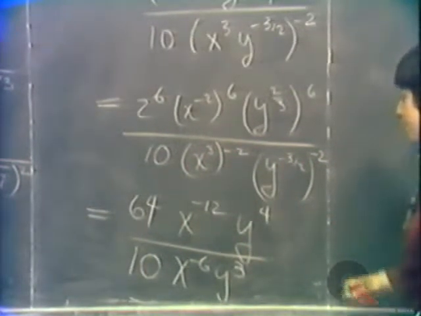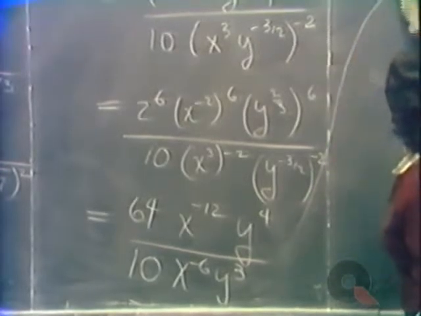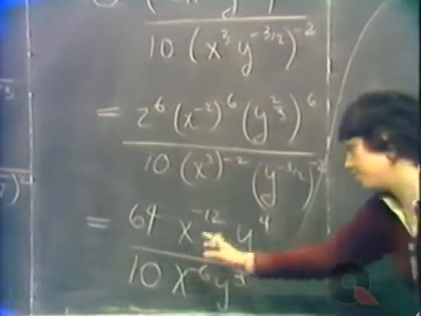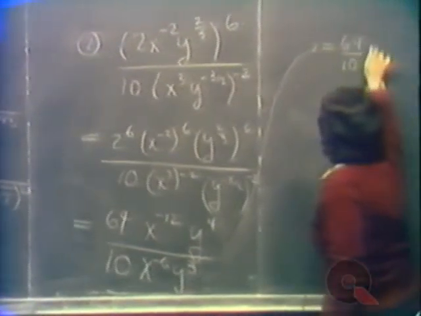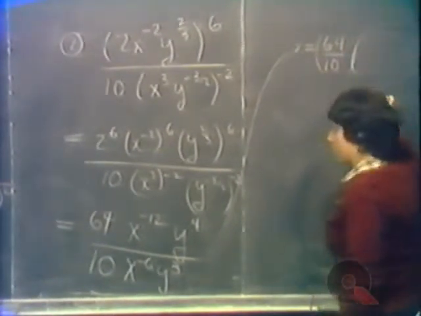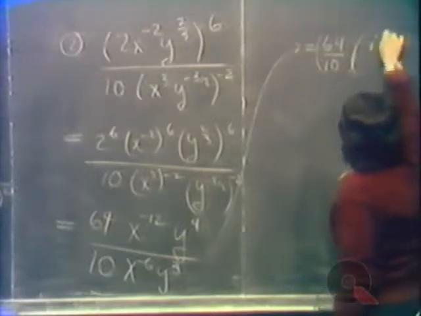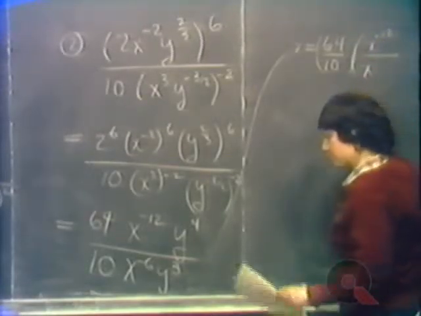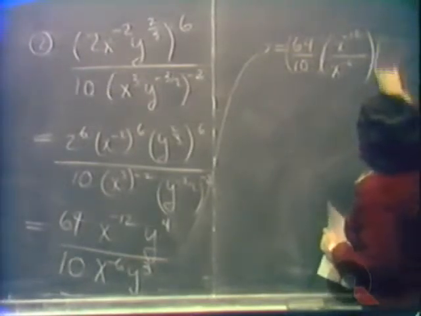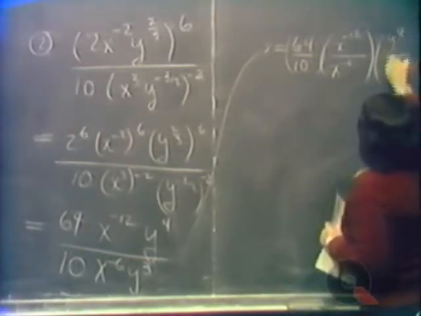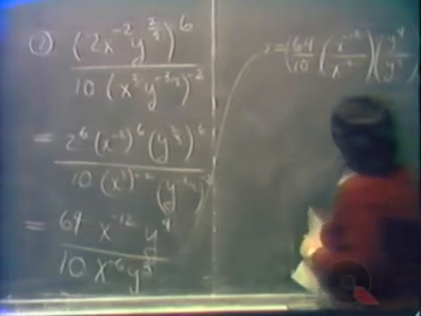Okay, let's see what we have. We can now, moving this up here, break this up into, say, 3 smaller problems. 64 over 10 times, we have x to the minus 12 over x to the minus 6, and y to the 4 over y to the 3.